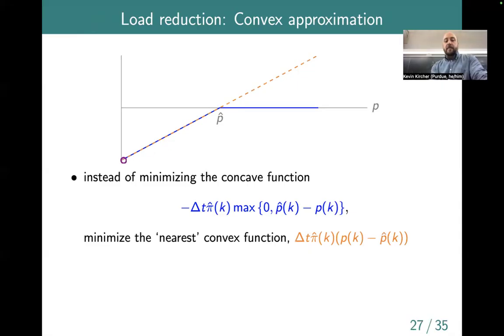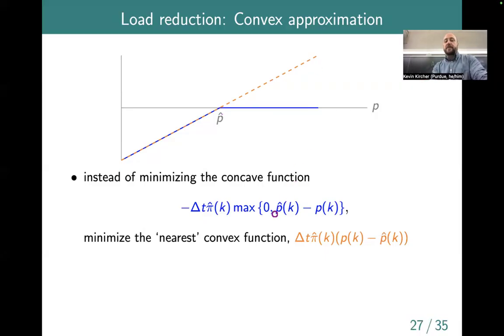So rather than trying to maximize the load reduction function here, we instead minimize the orange one. Think of it as an envelope, the nearest convex function to this thing. This thing is concave, it has a kink in it, it's sort of hill-shaped. This is the first thing that's actually convex. In fact, it's affine, but affine is a special case of convex, so that's okay.